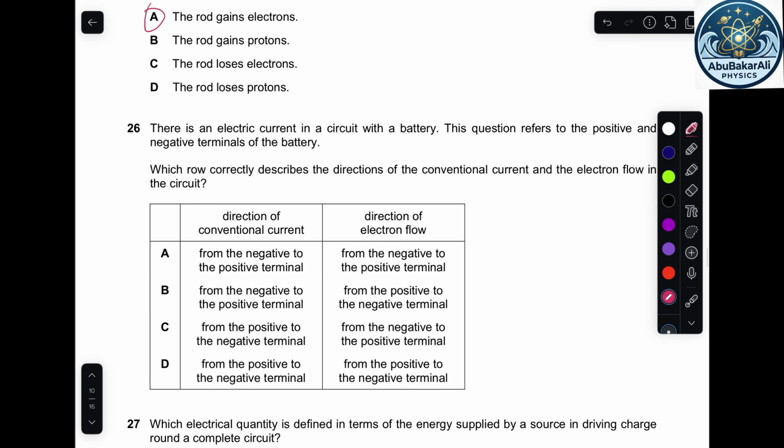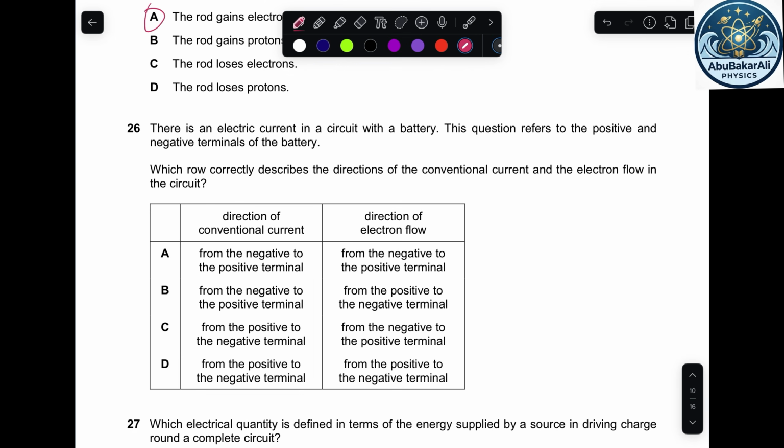There is an electric current in a circuit with a battery. This question refers to the positive and negative terminals of the battery. Which row correctly describes the direction of conventional current and electron flow? Conventional current will flow from positive to negative, whereas electrons will flow from negative to positive. So it will be option C.